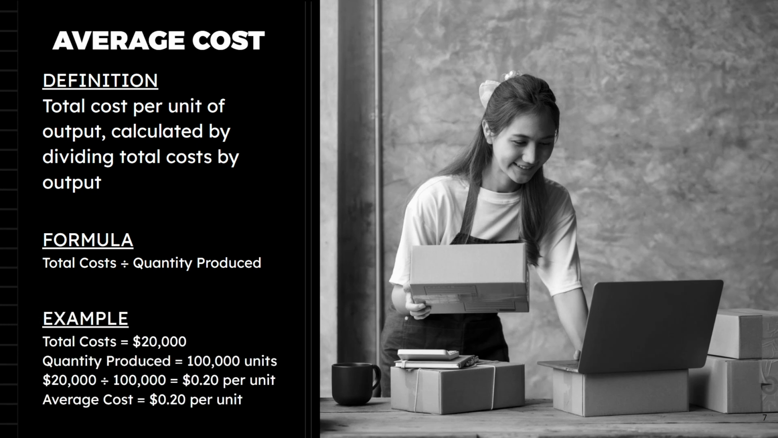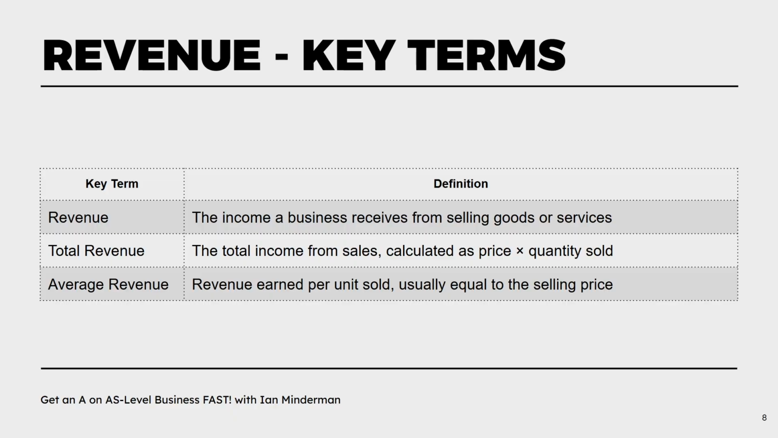So take a look at this example. The total costs were $20,000. With that $20,000, 100,000 units were produced. So let's put it in the formula. Total costs, $20,000 divided by 100,000, because that's the amount of units, equals 0.2. So 20 cents per unit. That's your average cost, 20 cents per unit. It's that simple, baby. Now let's talk about revenue.